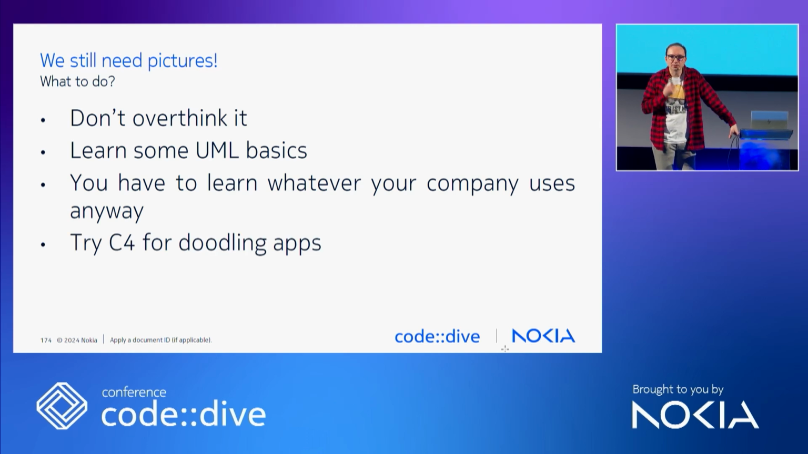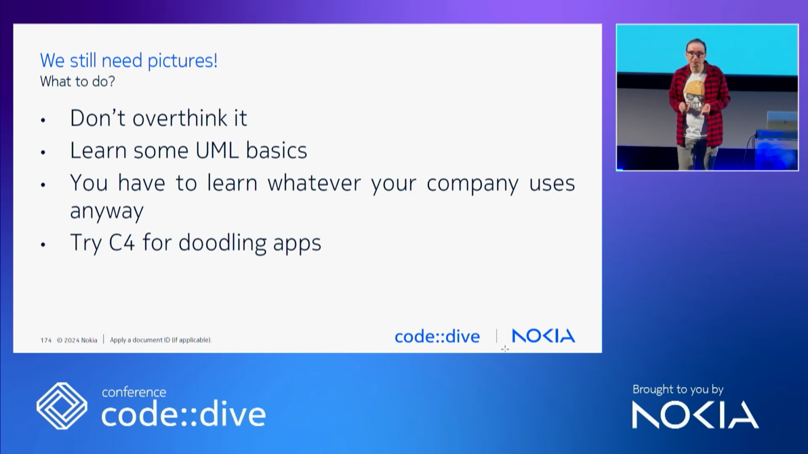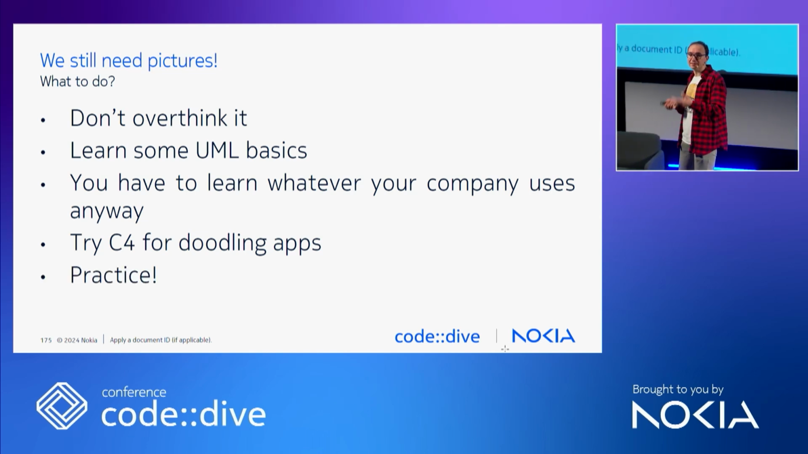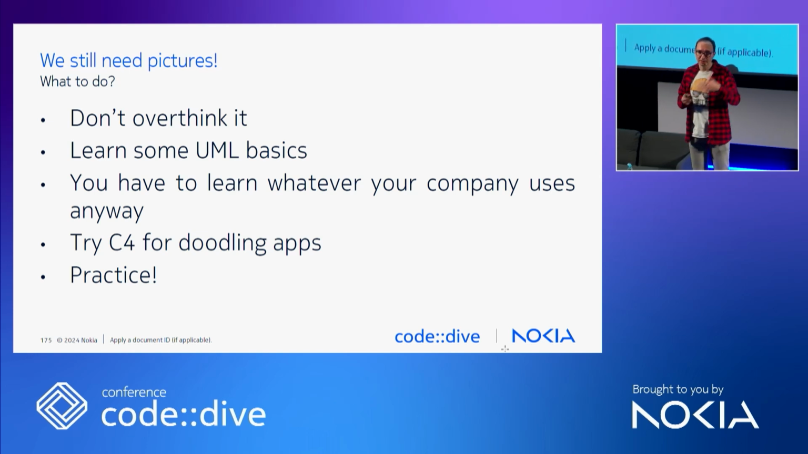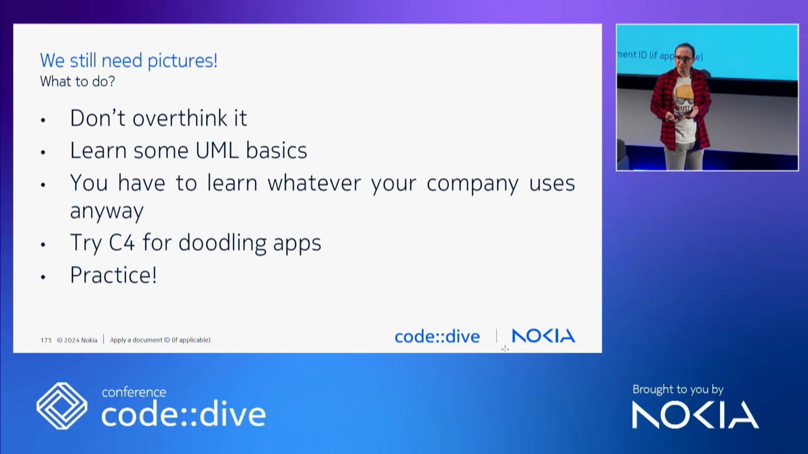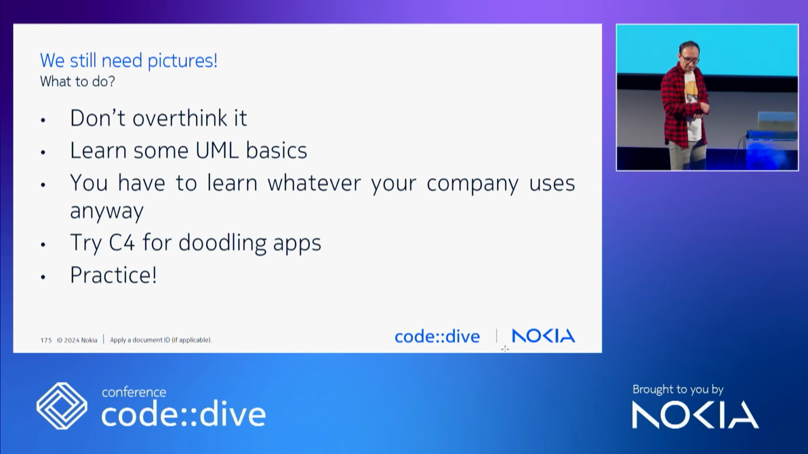Try C4 for doodling apps, for depicting small things. It's fine, and your management will love it because it's so clean and simple and easy to understand. And practice, practice, practice. Find some architectural exercises. Katas, they are called katas. It's a description of the system in textual form. You have to translate it into a picture and then show it to someone. See whether this someone understands this picture in the same way you do.